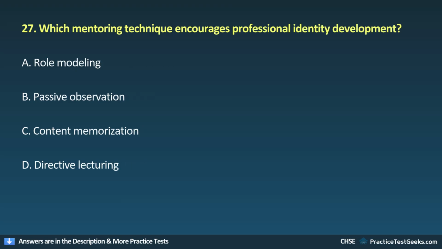27. Which mentoring technique encourages professional identity development? A. Role modeling. B. Passive observation. C. Content memorization. D. Directive lecturing.